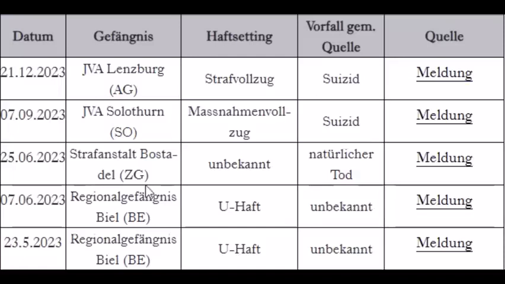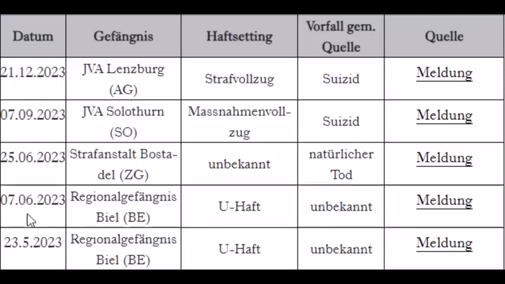Okay. The next one, before that, was in September 2023, the prison of Solothurn. Here's the canton, Solothurn. Suicide. A natural death. Okay, you're in prison. So this is June 25th, 2023, in the canton of Zug. Okay, you died just naturally in prison. Okay, sure, yeah. Here they don't even say how the person died.